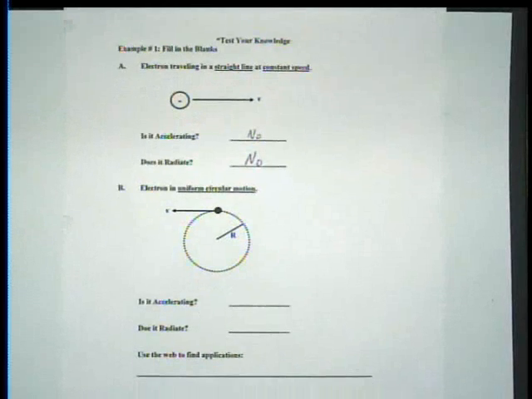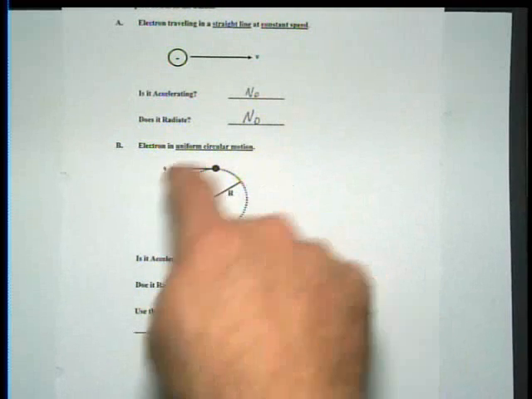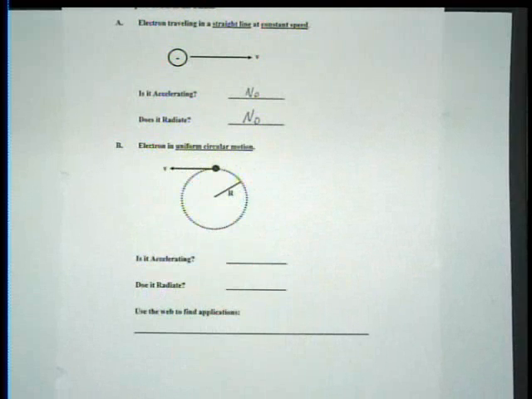So, no acceleration, no radiation. All right. Now let's put it in a uniform circular motion. Now I've got an electron and I'm sending that electron around in a circle. Is it accelerating now? Yes. How do you know? It's a uniform circular motion.